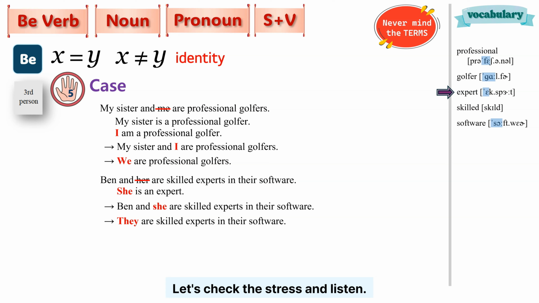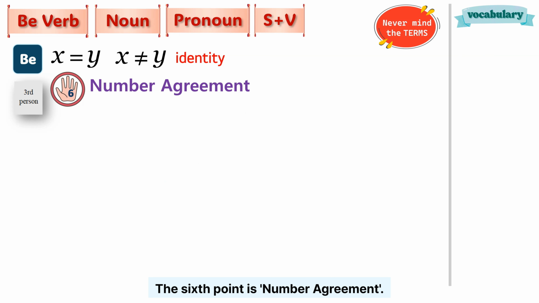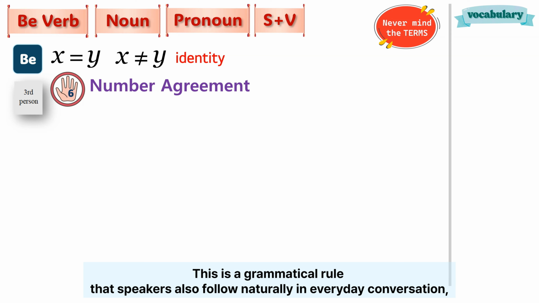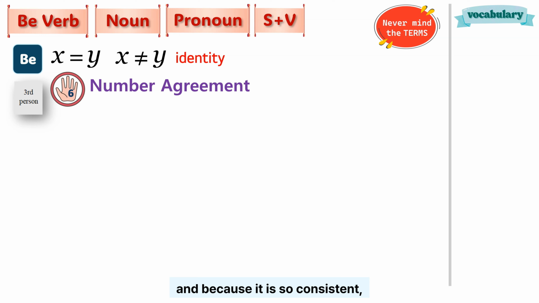Let's check the stress and listen. Ben and she are skilled experts in their software. They are skilled experts in their software. The sixth point is number agreement. Unlike some languages, English pays very close attention to number. This is a grammatical rule that speakers also follow naturally in everyday conversation, and because it is so consistent, we need to observe it carefully as well.